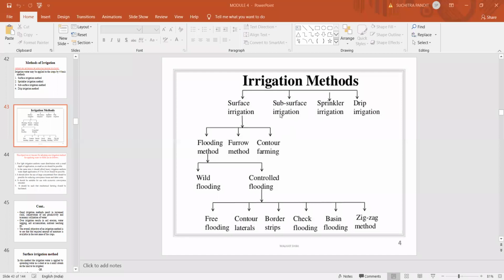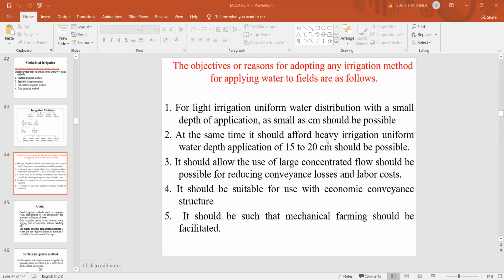In the subsurface irrigation method, the water is directly supplied to the root zone of the crop. In places where you have little or insufficient water, you can go in for the subsurface irrigation method. This method is not usually practiced in our country.